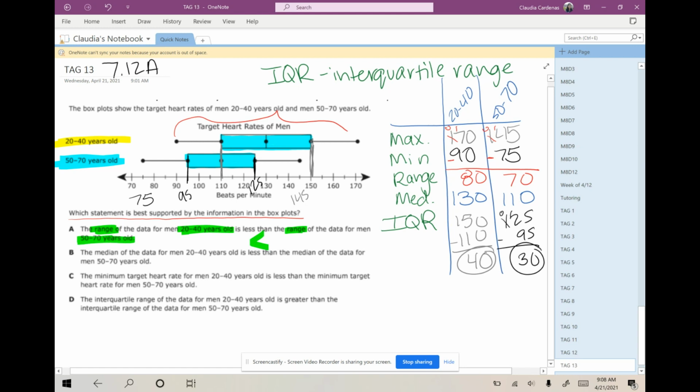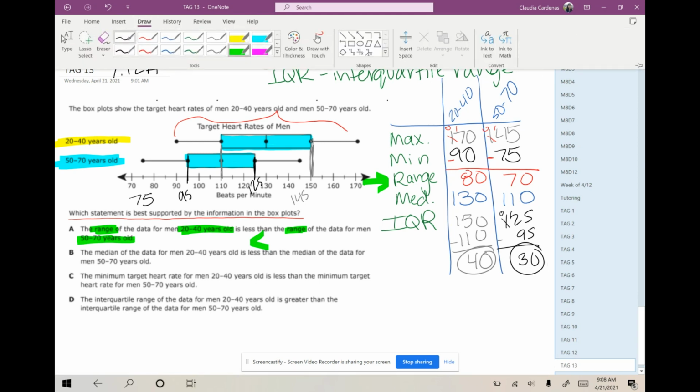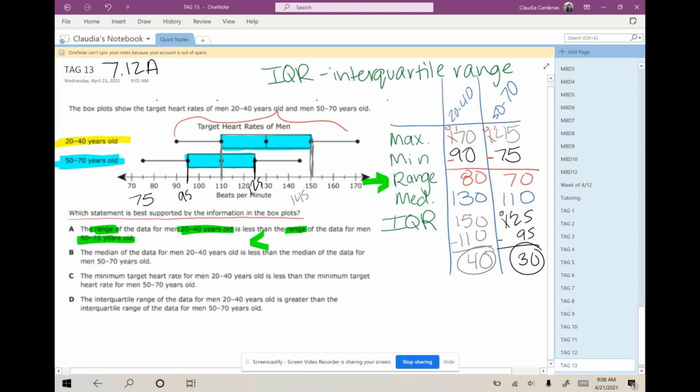So I'm just going to do some annotations here. And now my eye is going to look at range. So is the range of the data for men 20 to 40-year-olds, which is 80, less than the range for the men 50 to 70-year-olds? Is 80 less than 70? No, it's not. So we need to cross it out.